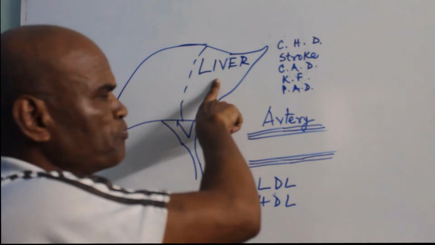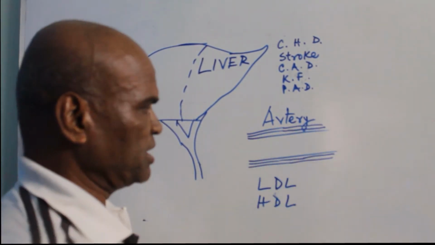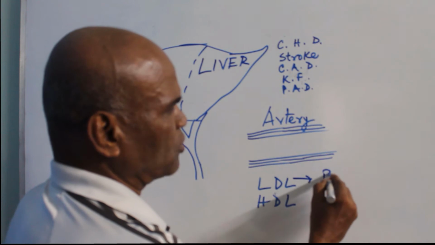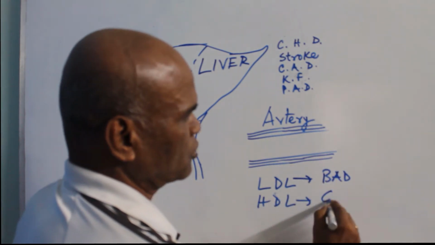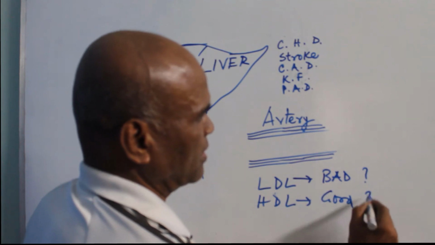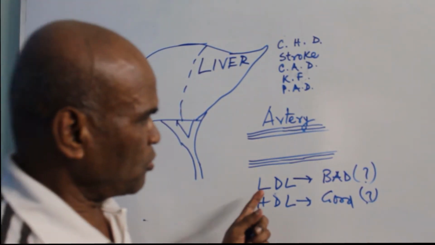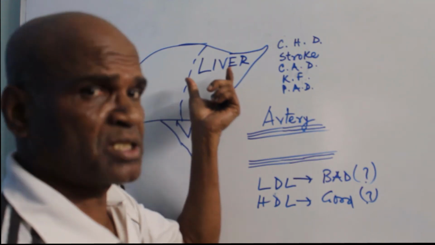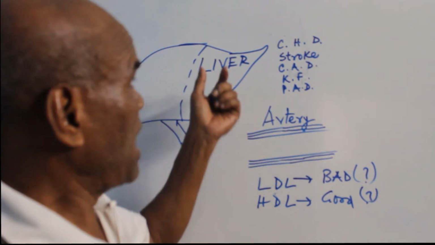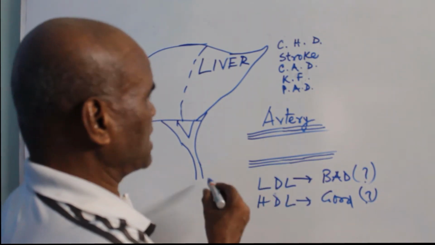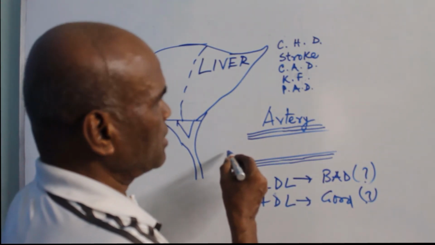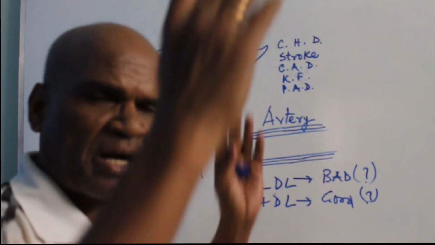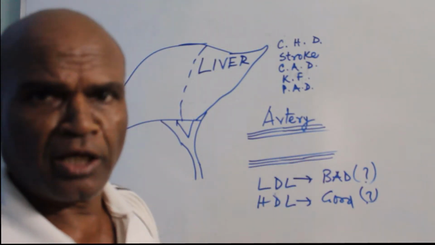This is the liver. This is a portion of an artery. This LDL is bad cholesterol, and this HDL is good cholesterol. Why? These two cholesterols are synthesized in the liver. After synthesis, what does this LDL do? It comes out and through the artery moves towards the distal part of the body, the peripheral part of the body. And while moving, it is doing something.